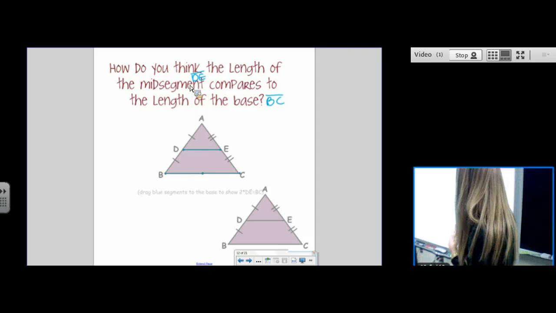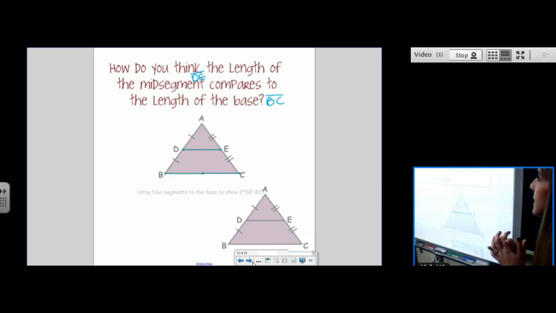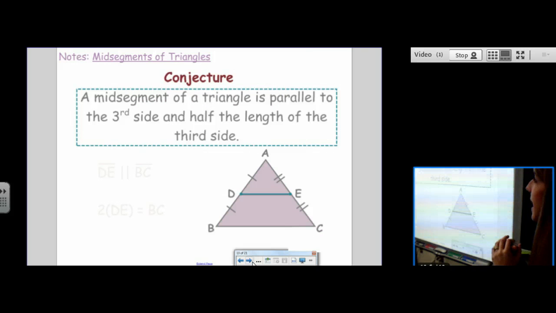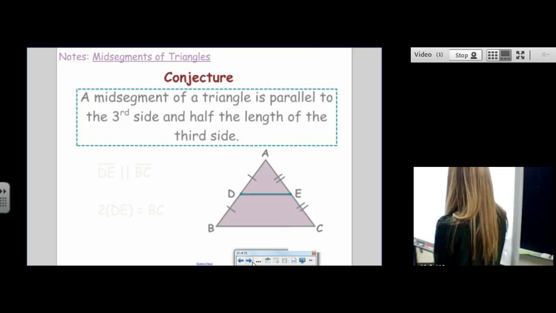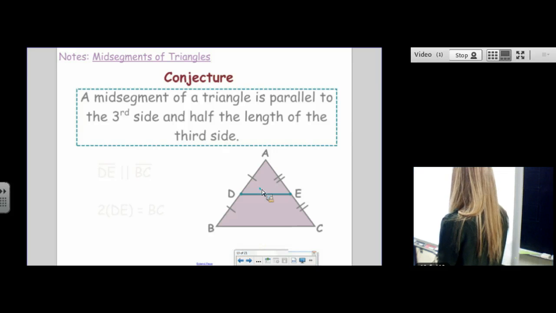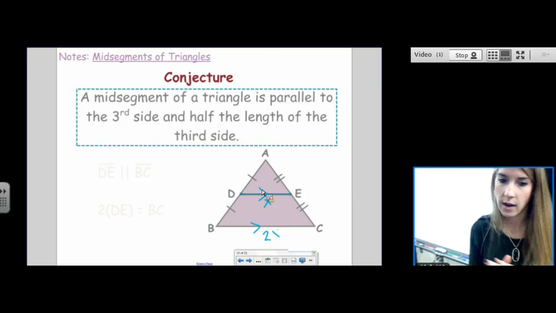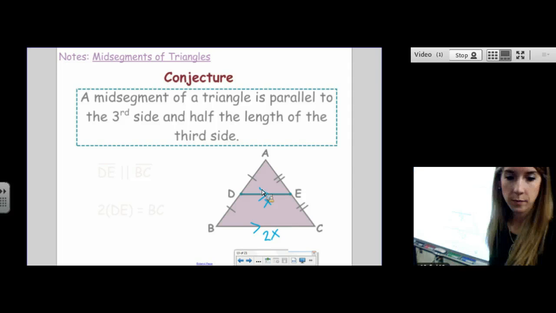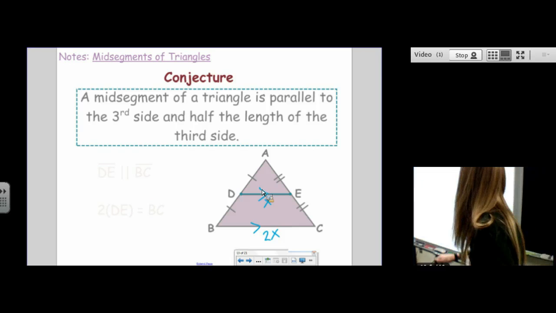So that is our next theorem. A midsegment of a triangle is parallel to the third side and it's half the length of the third side. So it's parallel to the third side and it's half the length of the third side. Very important. Hopefully we got this down.